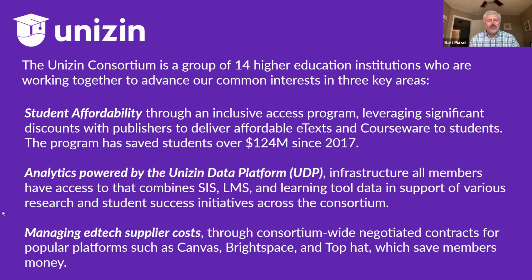So the four areas, we'll start with student affordability. Unizen offers our members an inclusive access program. So this is a program in which faculty members can have their students procure e-textbooks and/or courseware at a lower discounted rate through Unizen. That program started in 2017, and we estimate since the program's inception, we saved students $124 million in their courseware and content programs. So we feel really proud about that, helping students keep things as affordable as we can in their higher education journeys.